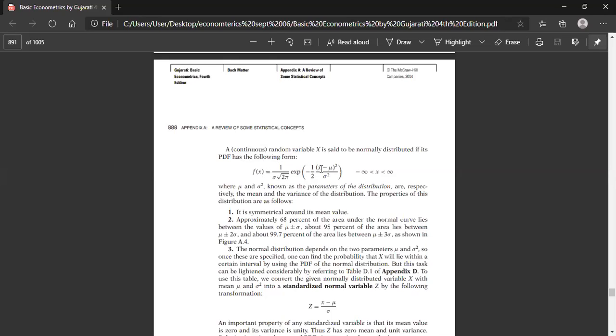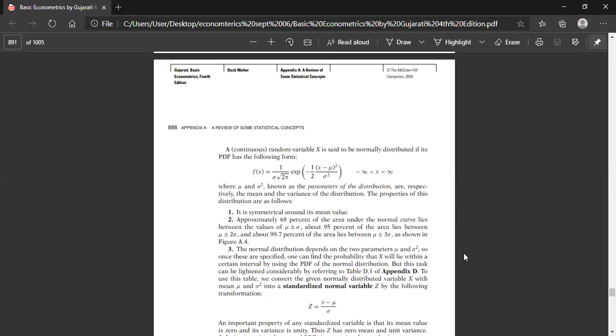X is the variable values. How many values are there? Millions of values. So if you know mu and sigma square, you get the millions of values of the density function. Okay? Are you guys okay with me? You think about it. The beauty of normal distribution is if you know only two things, mu and sigma square, you know everything about the density function.